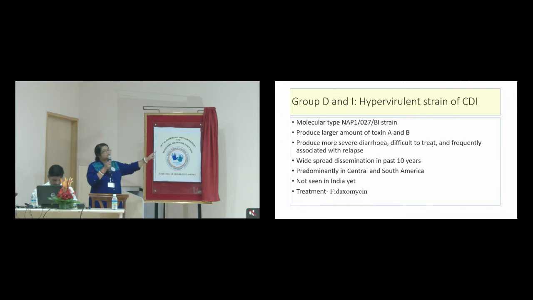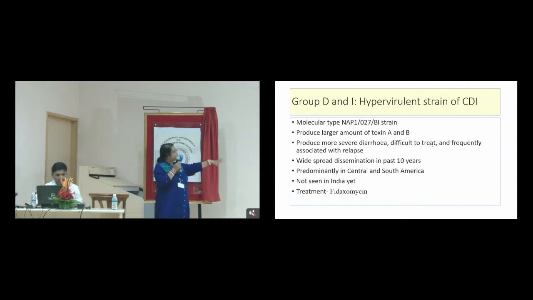It has not yet been seen in India. It is very prevalent in Central and South America. Treatment for this hypervirulent strain is fidaxomicin. And another point is they are highly resistant to fluoroquinolones.